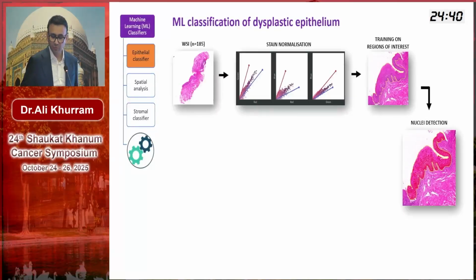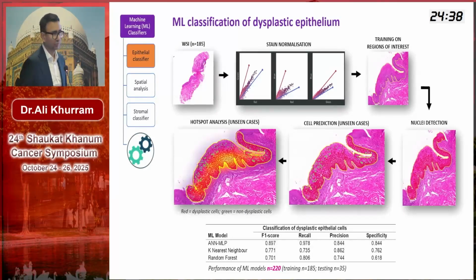And then we moved on to more sophisticated methods. First of all, we started with machine learning. Machine learning is a branch of artificial intelligence. So we used 185 slides of dysplasia with the outcome data, normalized the stains, then told the models where exactly the dysplastic cells or regions were. And then we tried to get a prediction on unseen cases.